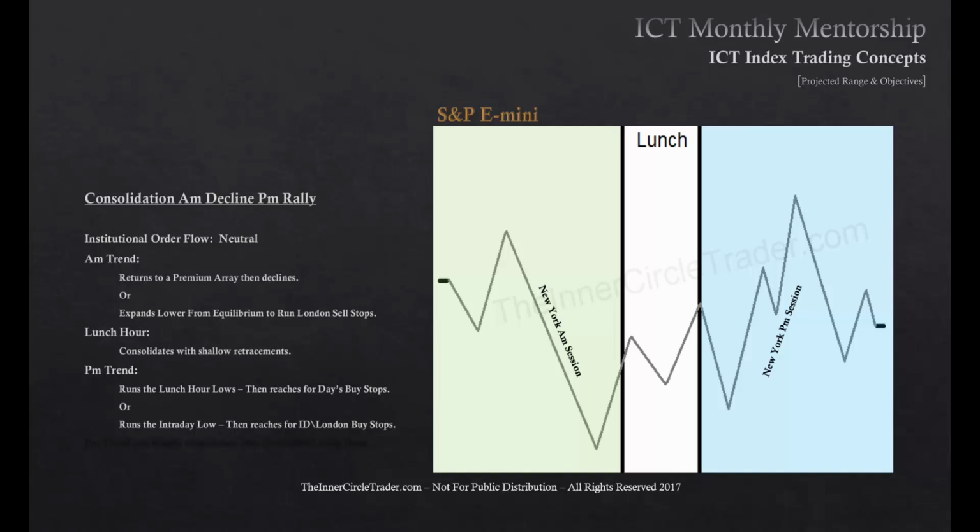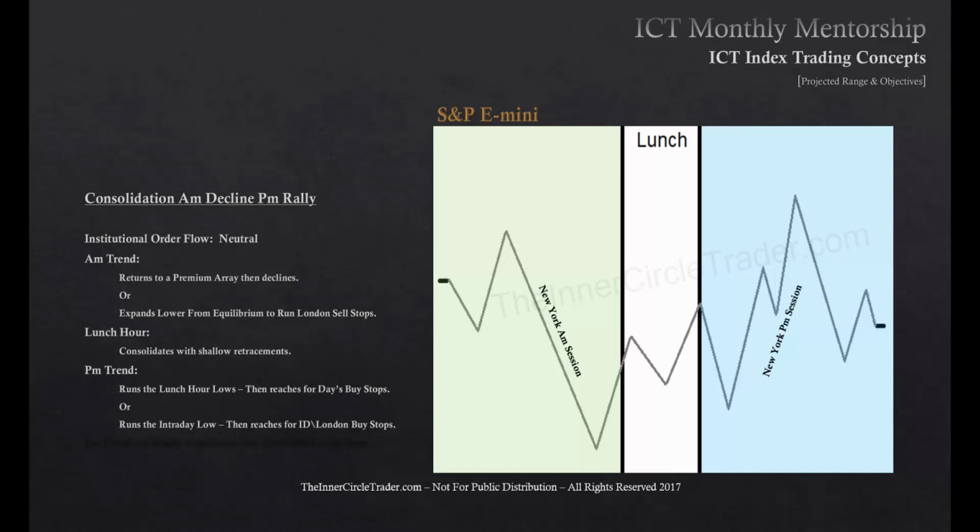The PM trend will see price run the lunchtime lows, then reach for the day's buy stops, or runs the intraday low, then reaches for intraday or London buy stops. Now, again, as I mentioned in the previous slide, what scenario would you expect? Which one would you look for the PM trend?